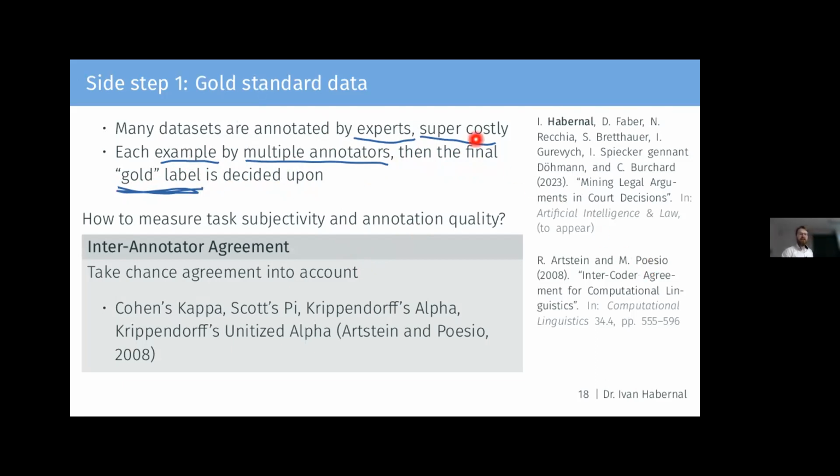One example here is that I put this reference here. We were annotating legal decisions from the European Court of Human Rights with six law students over a year. So how much did it cost? Any estimate? How much did we pay for annotating a data set, which is now publicly available in this publication? Any estimates?